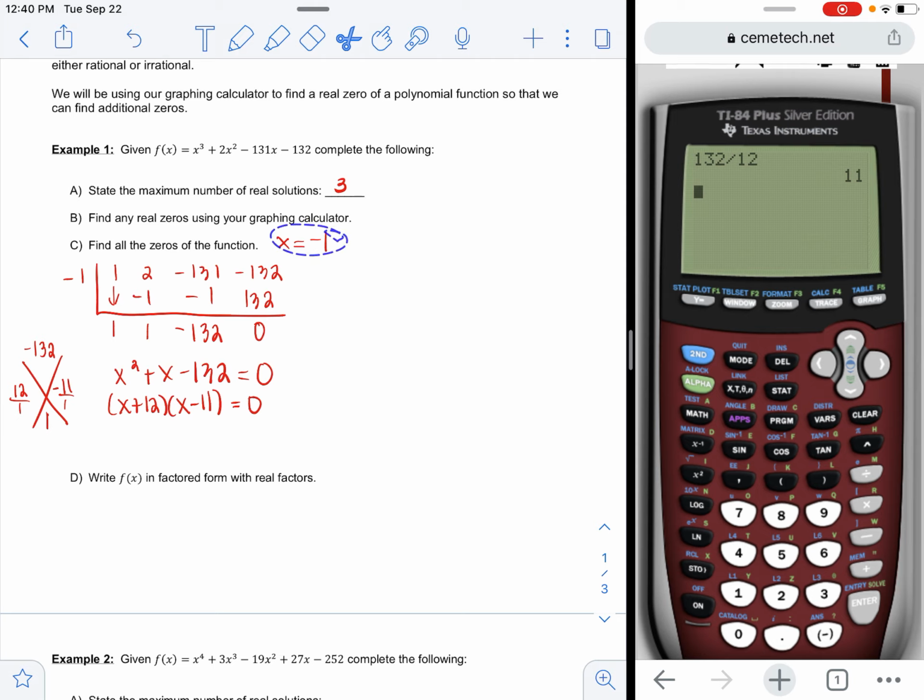So now I can get my other two zeros. I have 3 in total. I have this one right here, x equals -1, x equals -12, and x equals 11.